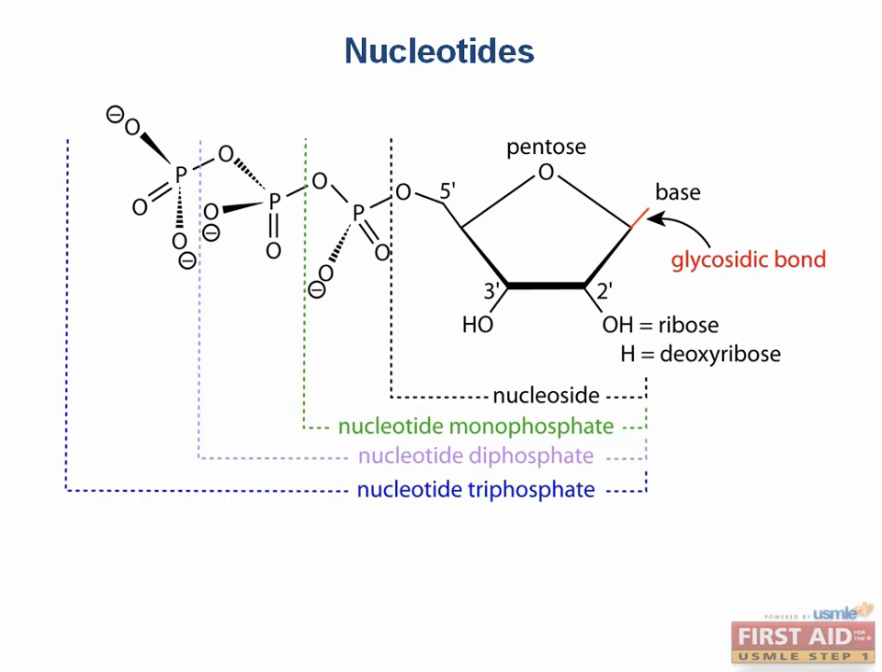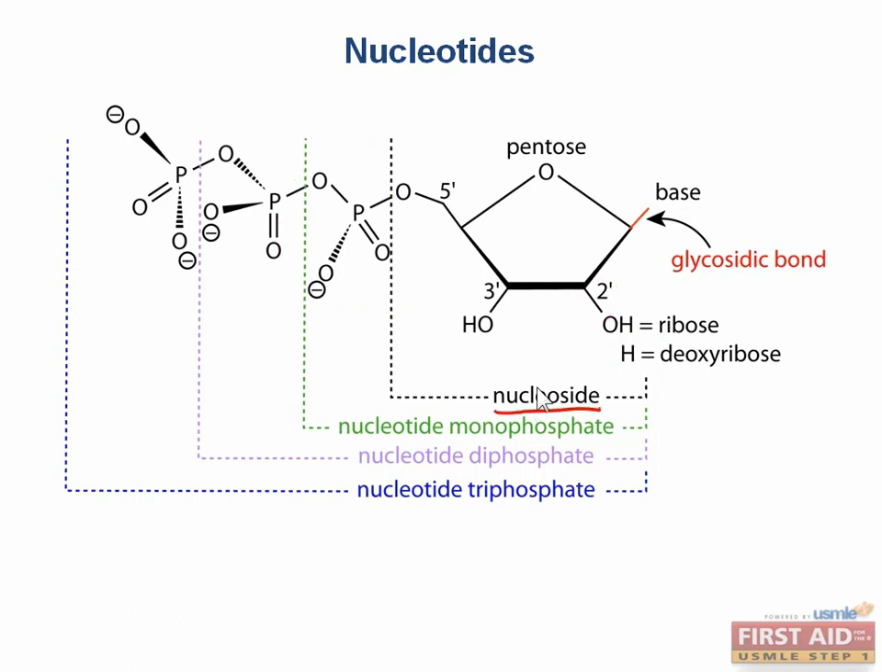And what's the difference between those? Well, in this diagram, you can see that this 2' carbon in the sugar can have either a hydroxyl group, which makes it ribose, or just a hydrogen, which makes it deoxyribose. So when we say a nucleotide, we're talking about the base, the sugar, and one phosphate. If you have just the base and the sugar, it's called a nucleoside.